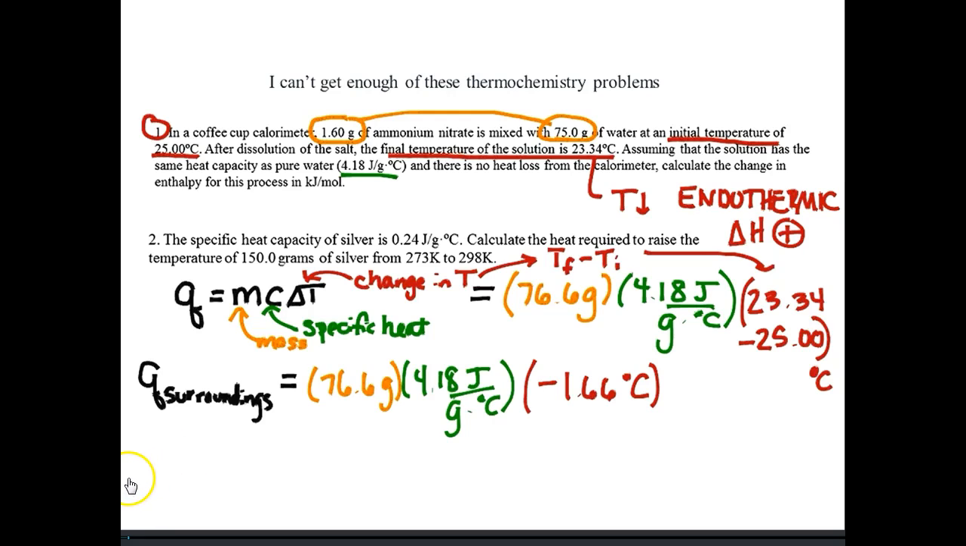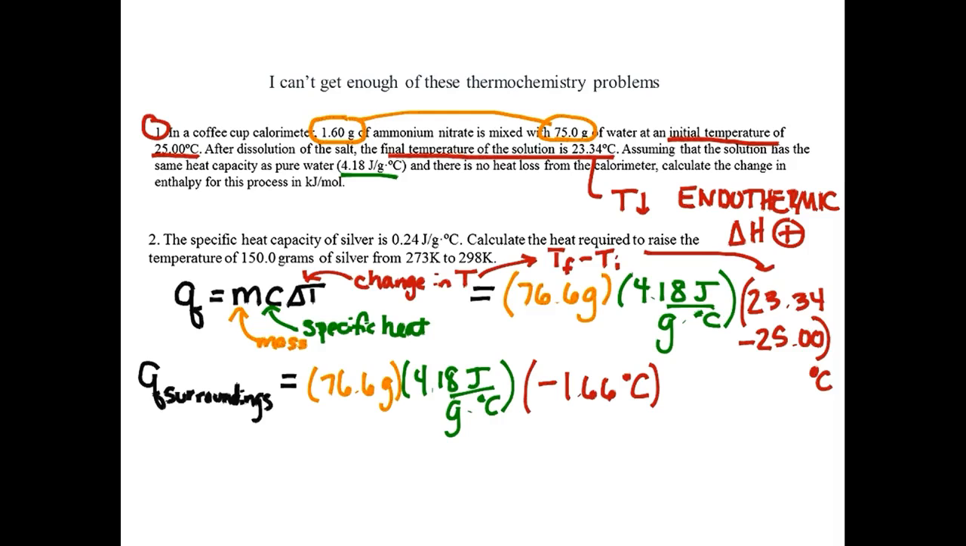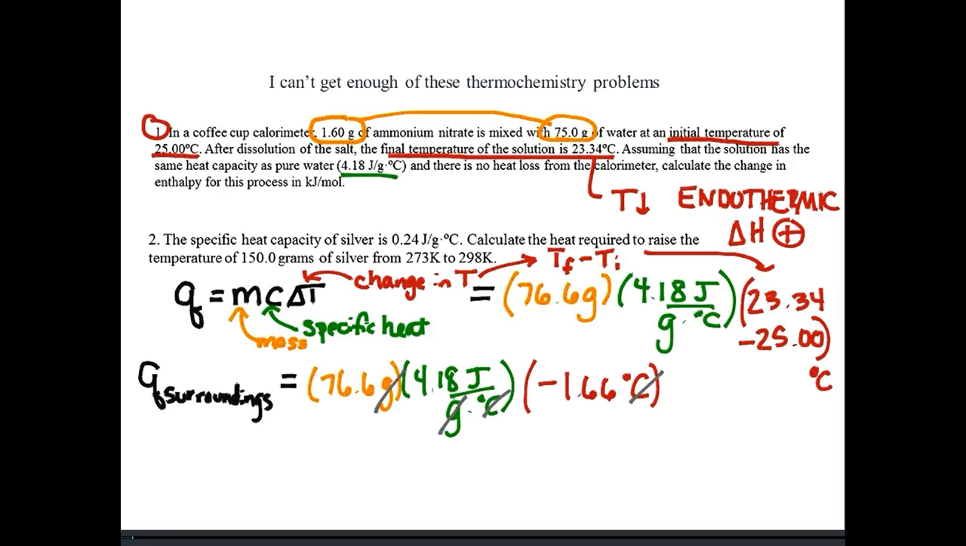The surroundings loses heat. That's why it's going to end up being negative, because it loses it to the system. So remember, in a calorimetry problem, we use the heat that the surroundings either gains or loses, and we then can figure out how much heat the system lost or gained as a result of that. Because remember, the heat that the surroundings loses is the same as the heat that the system takes. That's the whole basis of calorimetry.